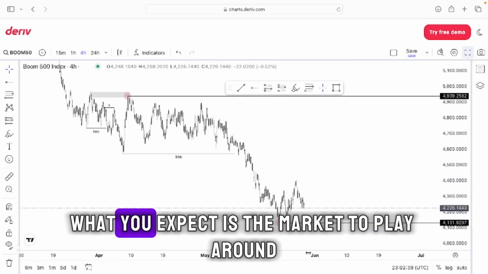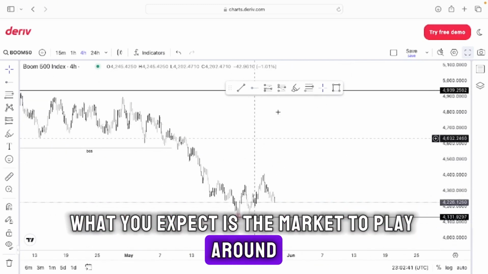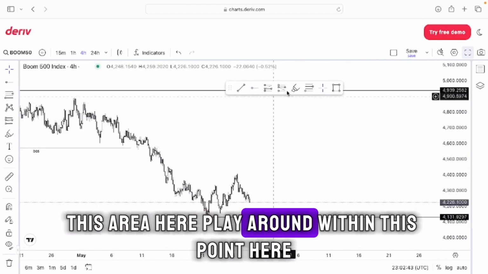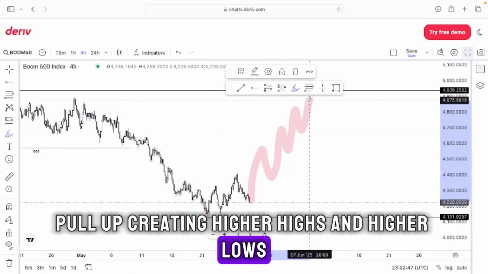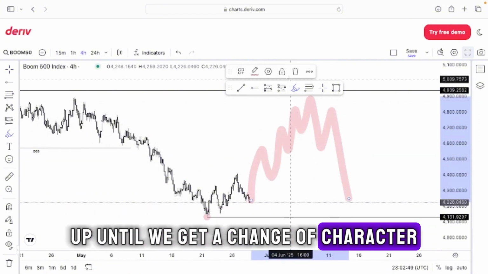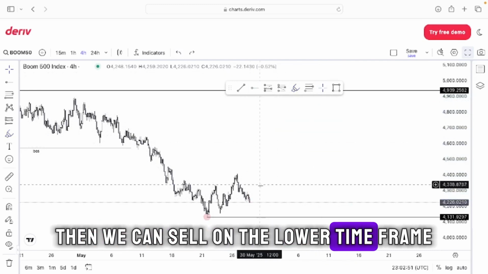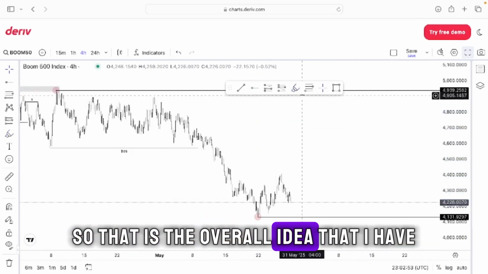Which means what you expect is the market to play around this area here, play around within this point here, pull up, creating higher highs and higher lows up until we get a change of character. Then we can sell on the lower time frame. So that is the overall idea that I have.